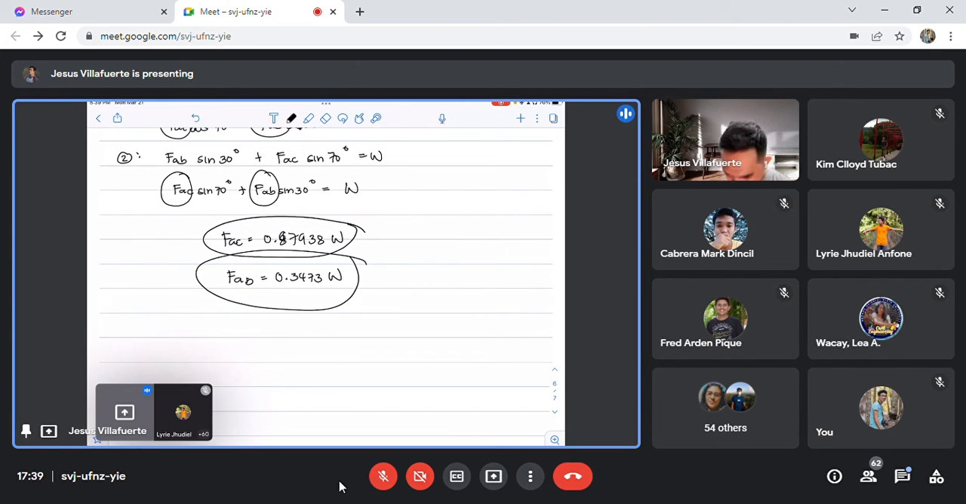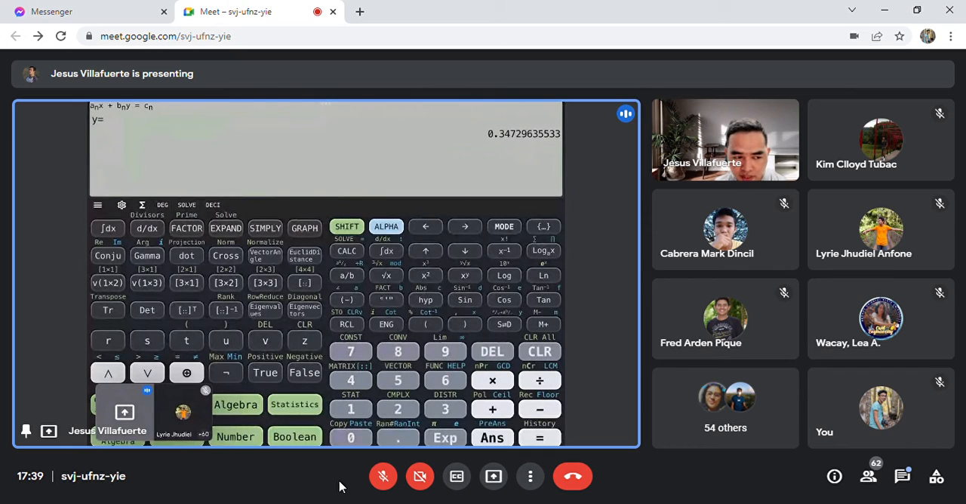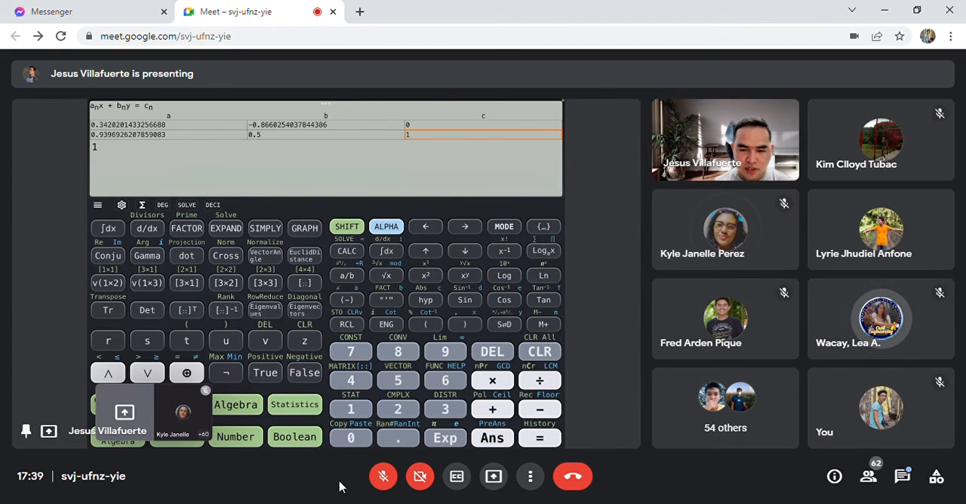So that is just calculation techniques. Because we have two equations, two unknowns, then we can simultaneously solve this. So, understood? Yes, sir.